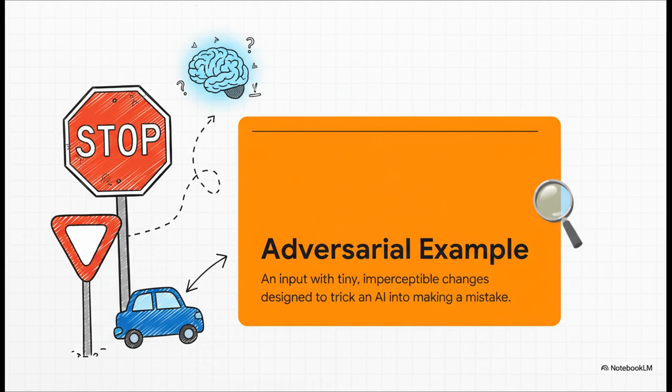So picture this. You take a photo of a stop sign. Then you make these tiny, calculated little tweaks to the pixels, so small you'd never ever notice. And suddenly, a self-driving car's AI sees a yield sign instead. That's the invisible threat we're up against.